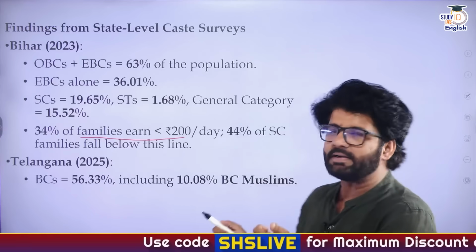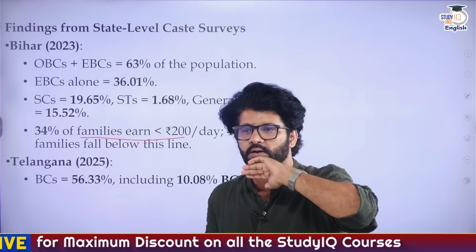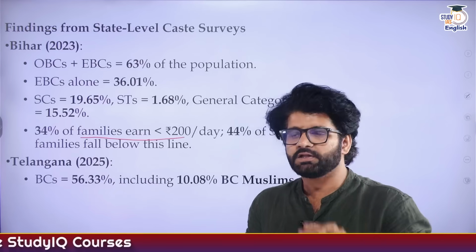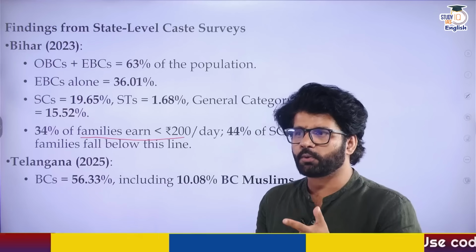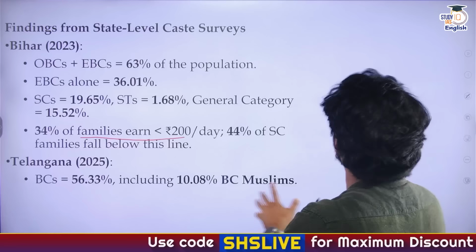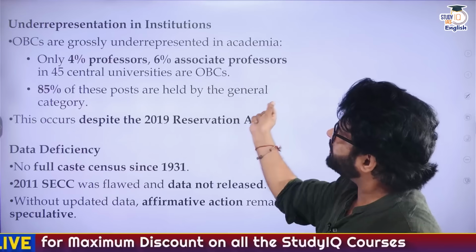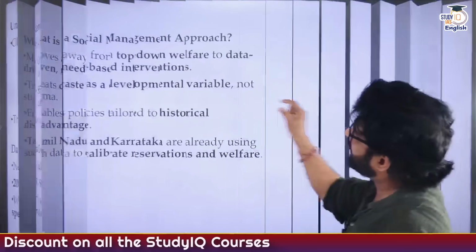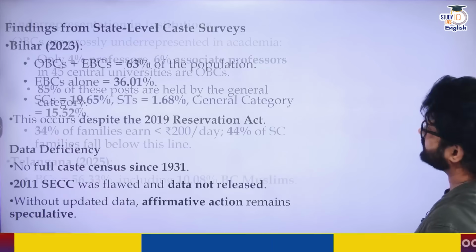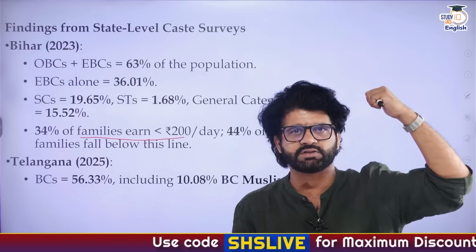So the author is saying that currently, even in those states which do not conduct caste census, and at the center too, they follow a top-down approach. Top-down approach means at the top, some statements are being made and they are being followed at the bottom level because they don't have enough data. We have to move from a top-down approach to a data-driven approach, and this data-driven approach is known as the social management approach. What I mean by that is, understand one thing, we don't have proper data. Last caste enumeration happened in the 1931 census.